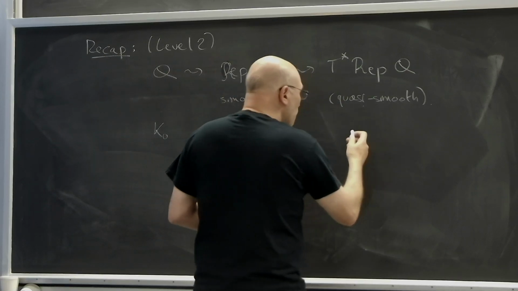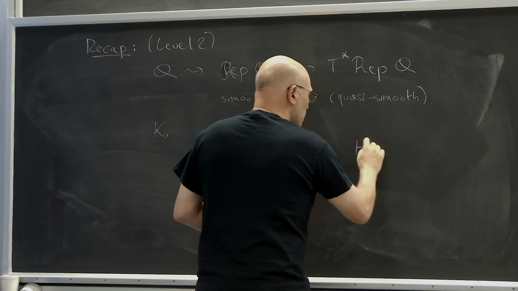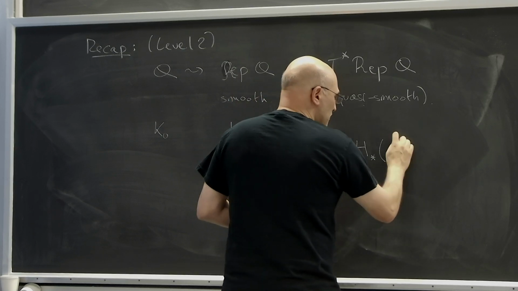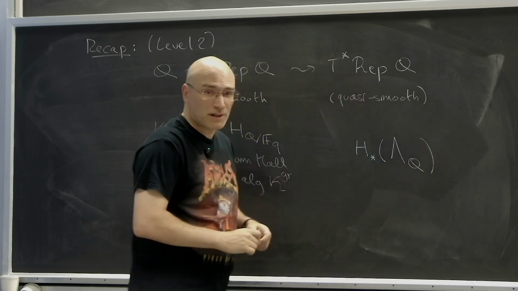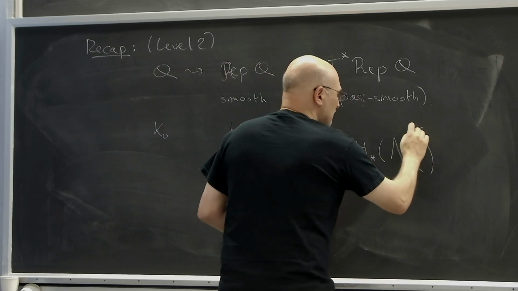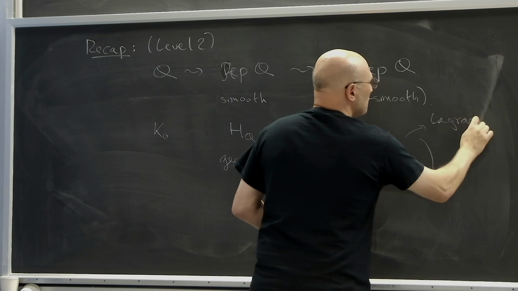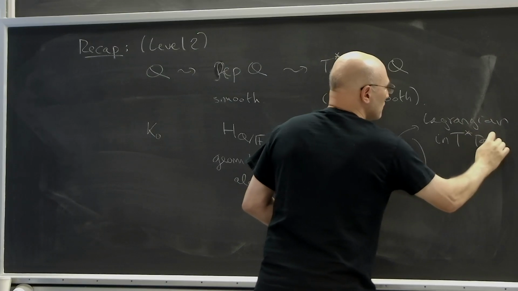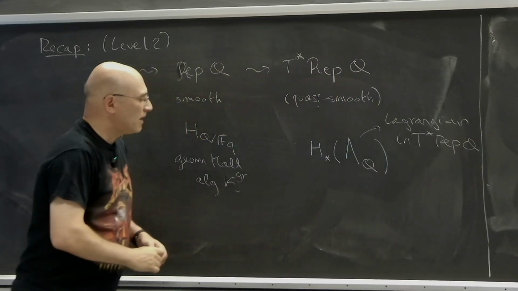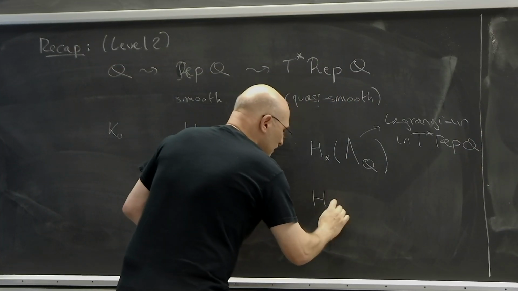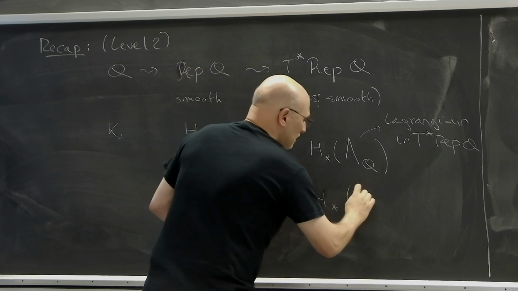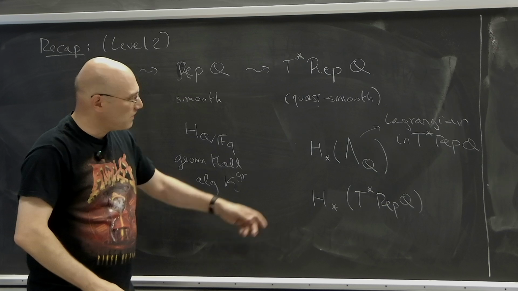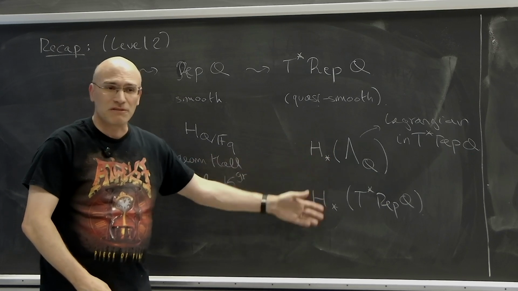And here now we want to get an understanding of an algebra structure on the entire homology of two things. First of all, this Lusztig nilpotent variety. This is Lagrangian in T star rep Q. And we also want to understand the entire T star rep Q. And so these turn out to also have algebra structures that I will define.